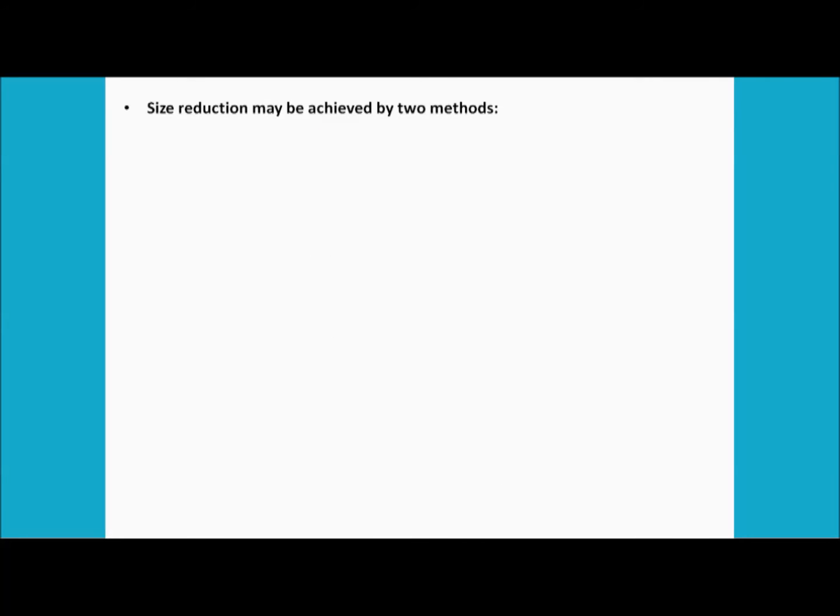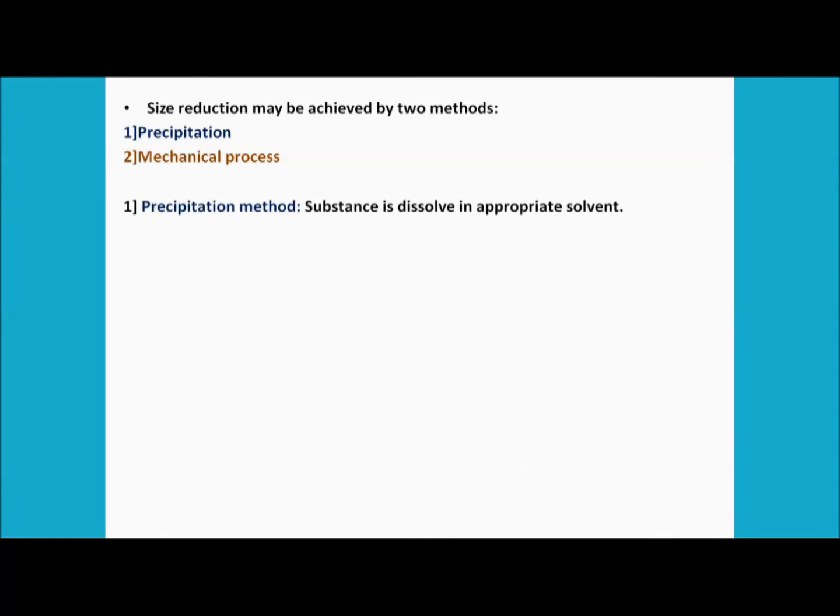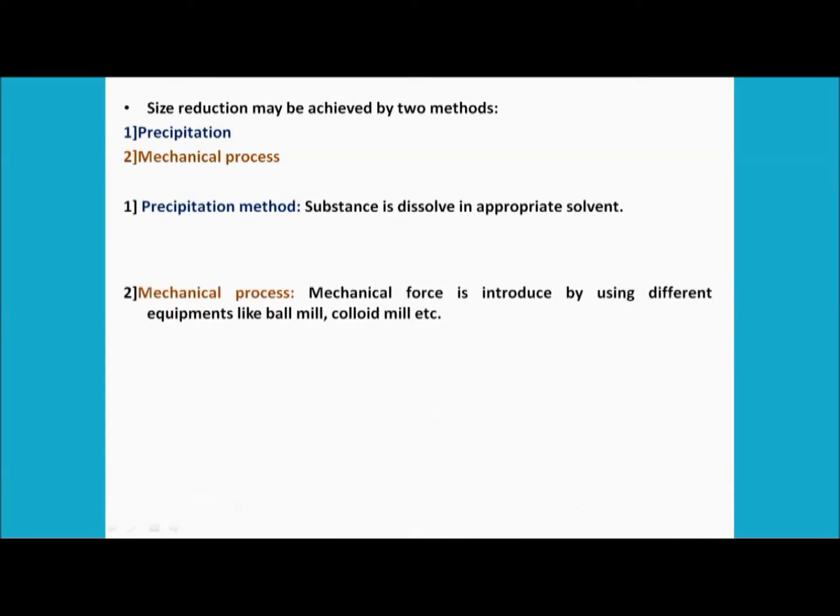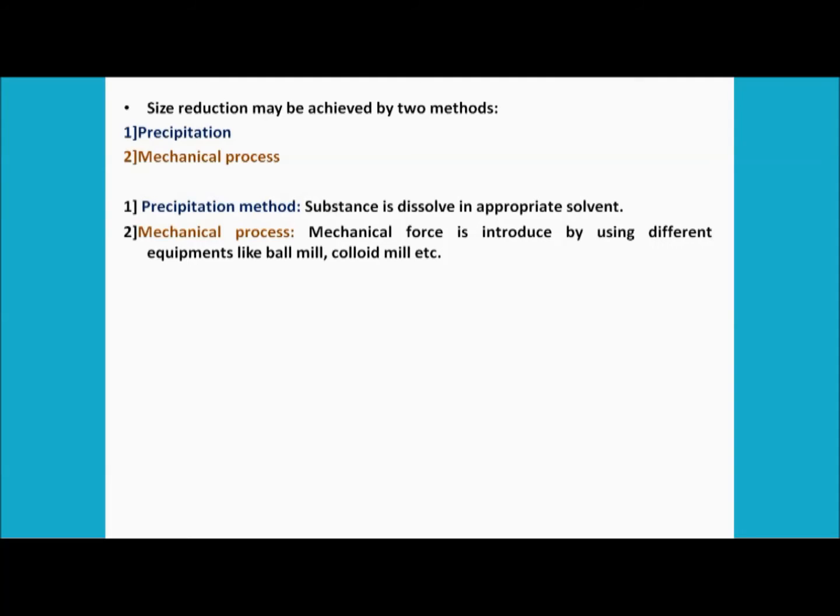So now how can we achieve the size reduction? Basically there are two methods. Number one, the precipitation method. Number two, the mechanical process. So in the precipitation method, what are we going to do? Here the substance or the drug will be dissolved in an appropriate solvent, right? In the mechanical process, what are we going to do? We are going to crush the substance by using equipment like ball mill, colloid mill, etc.